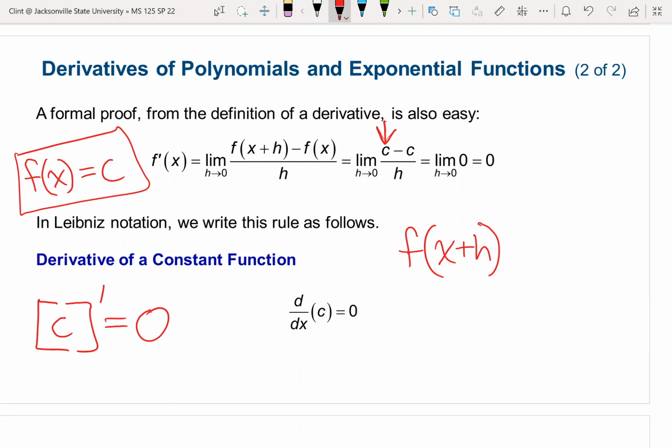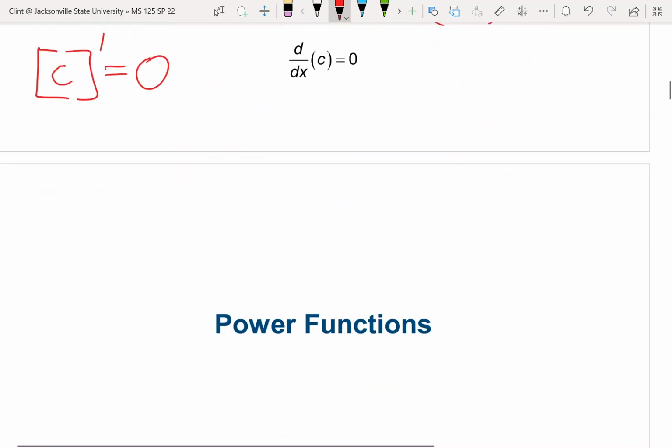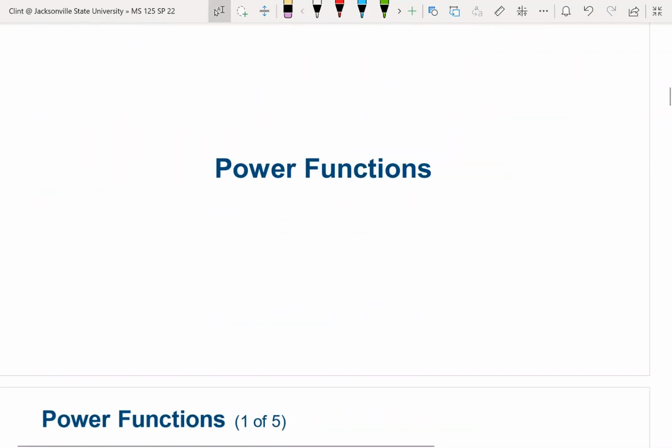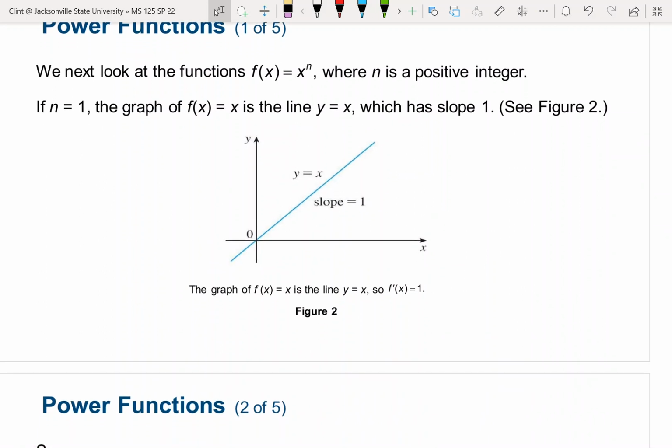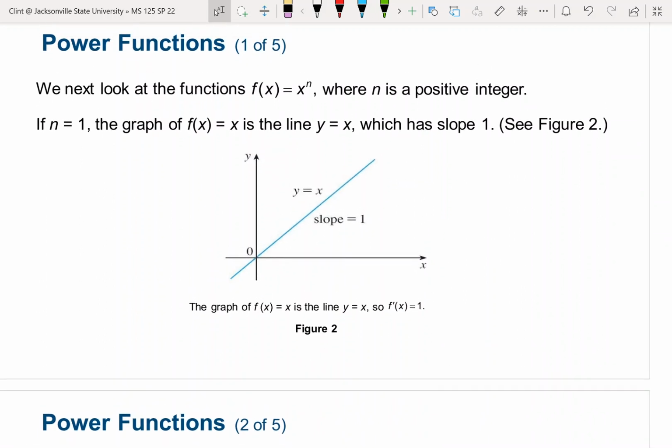Okay. So remember, we're building our way up. We're trying to get to being able to take the derivative of any polynomial. So right now, the constant part of any polynomial we can handle. But we need to be able to handle the variable parts as well. So let's think about that.